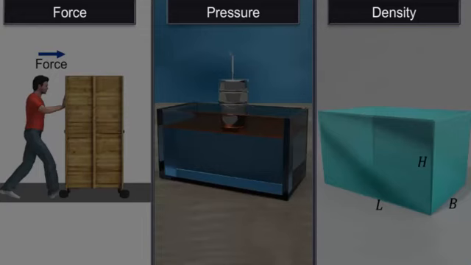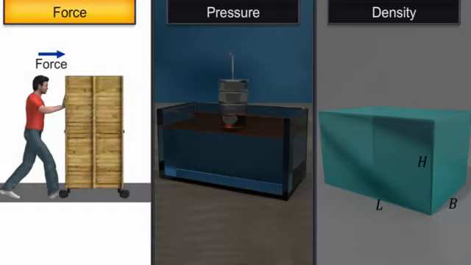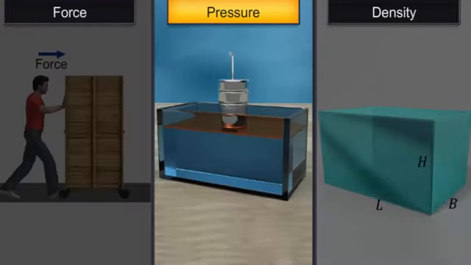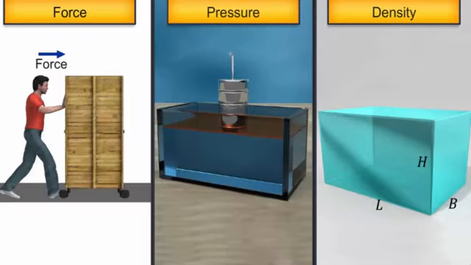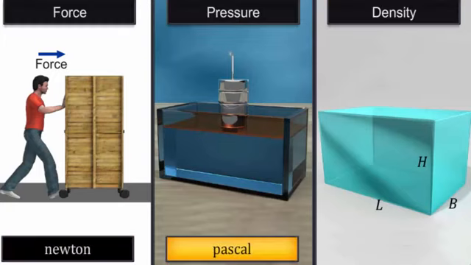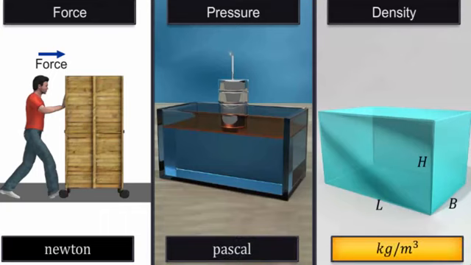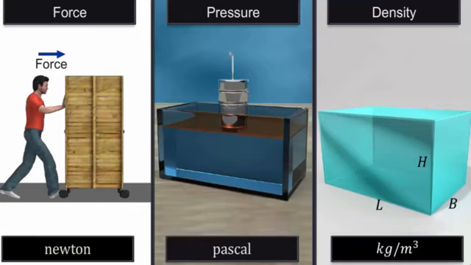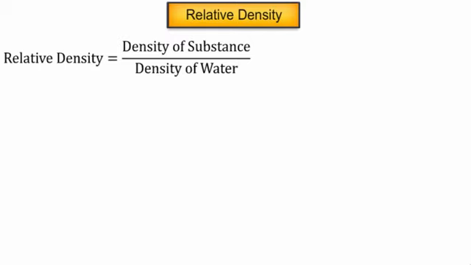So far, we have discussed derived physical quantities, namely force, pressure, and density. These quantities have units, namely Newton, Pascal, and kilogram per meter cube, respectively. But there are certain derived physical quantities that do not have units. For example, relative density is the ratio of the density of a substance to the density of water. As it is the ratio of two identical quantities, it does not have any unit.